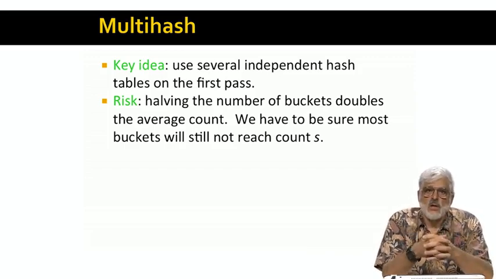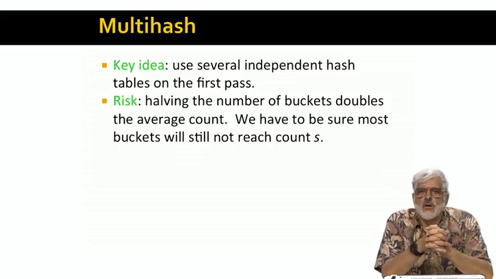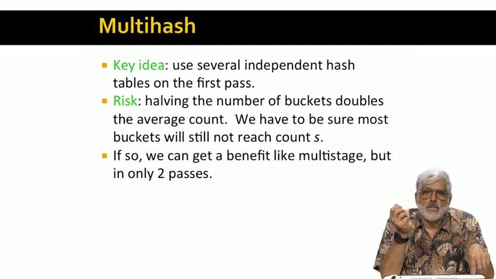That way, most buckets are infrequent, and we can eliminate a lot of pairs from the candidate set for the second pass. If we halve the number of buckets, we double the average count. So suppose the average count for both hash tables is going to be over the threshold. Then almost all buckets are frequent, and you eliminate almost nothing on the second pass. But let's be optimistic.